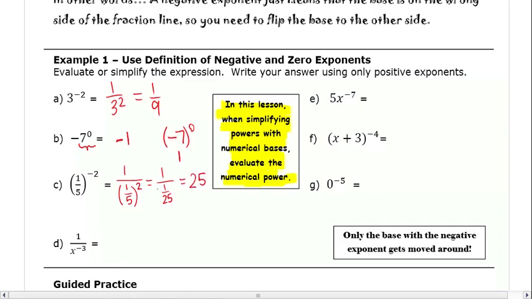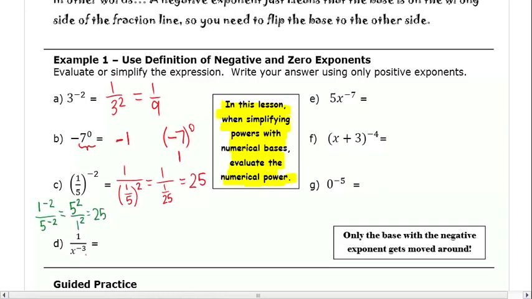Another option, if you don't like that way, we can use this power of a quotient property we learned in lesson 7.2, and I say that equals 1 to the negative second over 5 to the negative second. The definition of a negative exponent means it's just in the wrong spot in the fraction, so I can rewrite that as 5 squared over 1 squared, and that would also just equal 25.